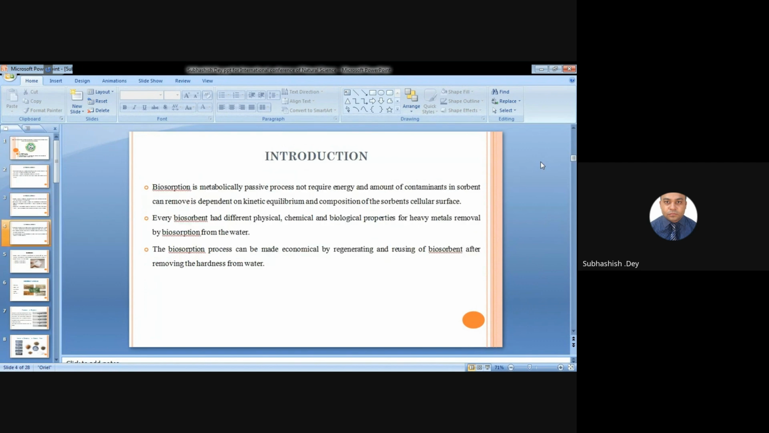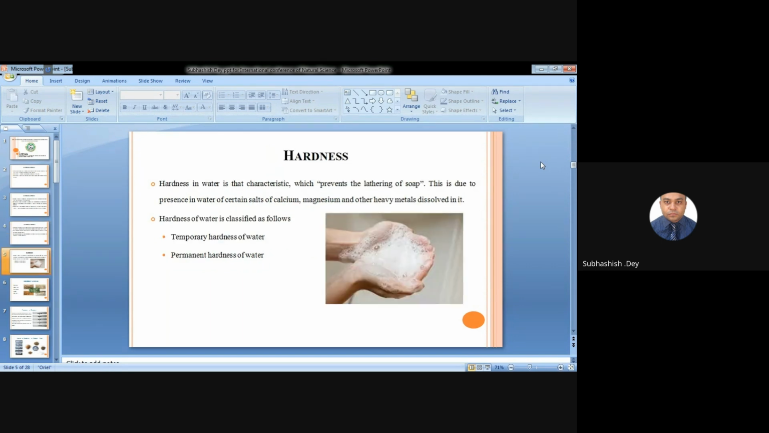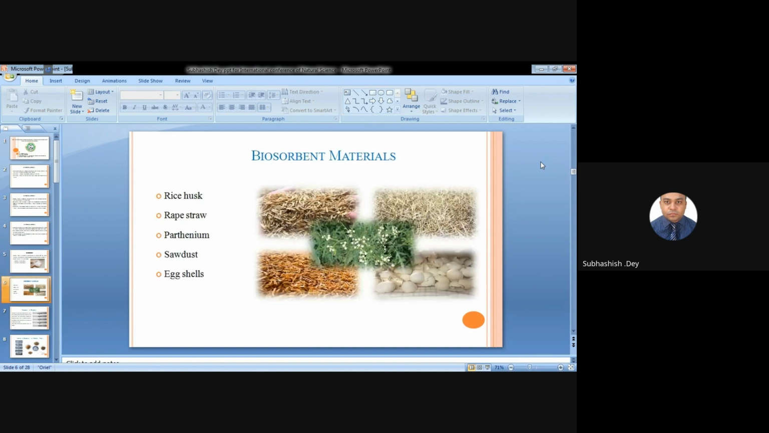So biosorption is a metabolic process, and it does not require energy. It has physical, chemical, and biological properties for removal of heavy metals from the water. So this is the process, and the hardness is one of the characteristics. It prevents the lathering of soap, and the hardness of water is divided into two parts: temporary hardness and permanent hardness. We are mainly working on permanent hardness removal from the water.